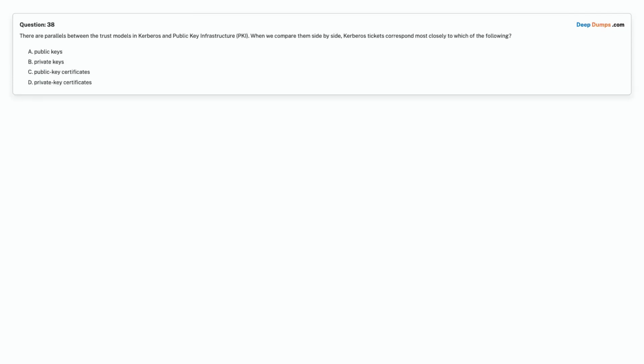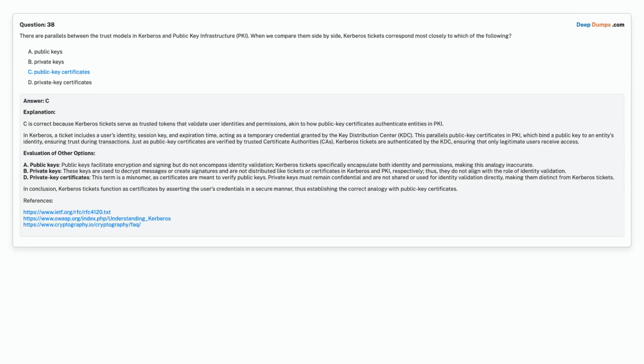Question 38. There are parallels between the trust models in Kerberos and public key infrastructure, PKI. When we compare them side by side, Kerberos tickets correspond most closely to which of the following? Option A. Public keys. Option B. Private keys. Option C. Public key certificates. Option D. Private key certificates. Choose the correct answer. Correct answer is option C. Public key certificates.